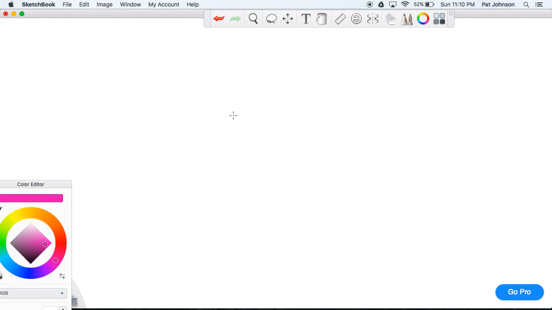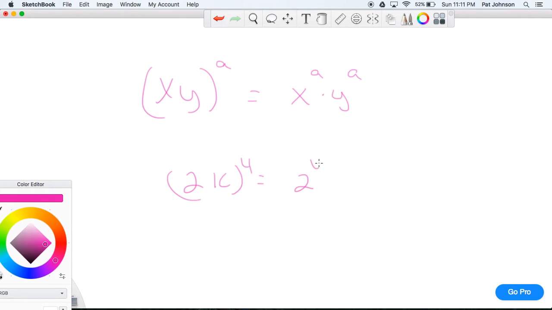Now we can take the power of a product and the power of a quotient and expand them. So if I have xy raised to the a, as long as I have one term and it's a product of two things, then we can simply say this equals x to the a times y to the a power. So if I have 2k raised to the 4th, it's 2 to the 4th, k to the 4th, or simply 16k to the 4th.